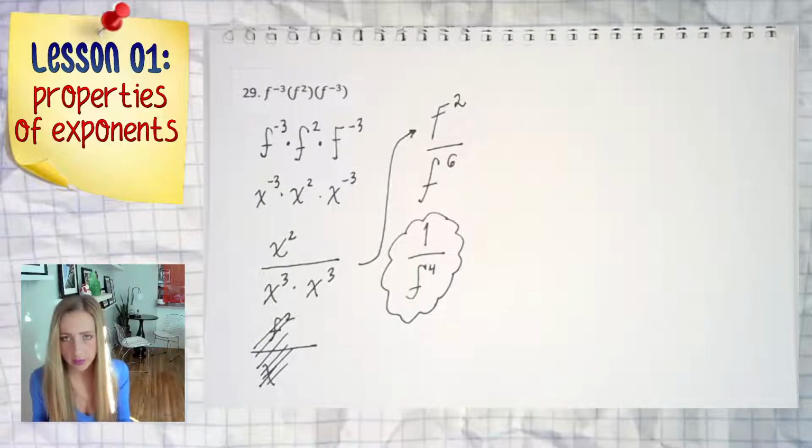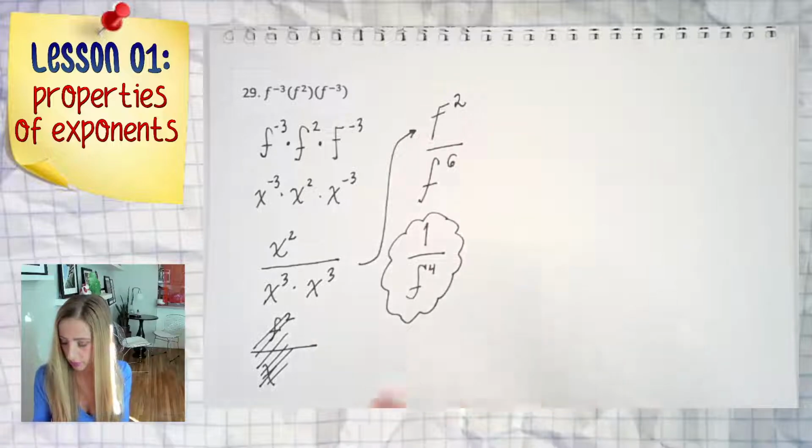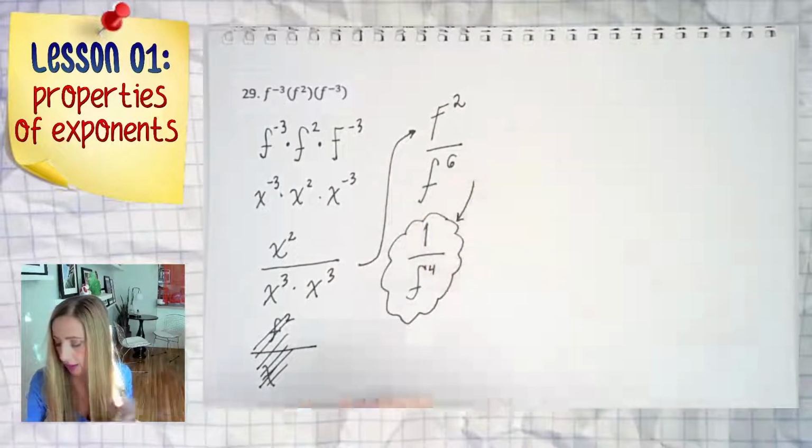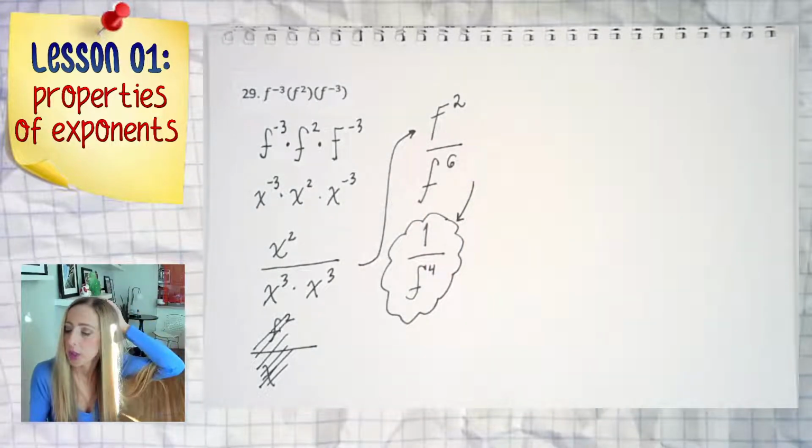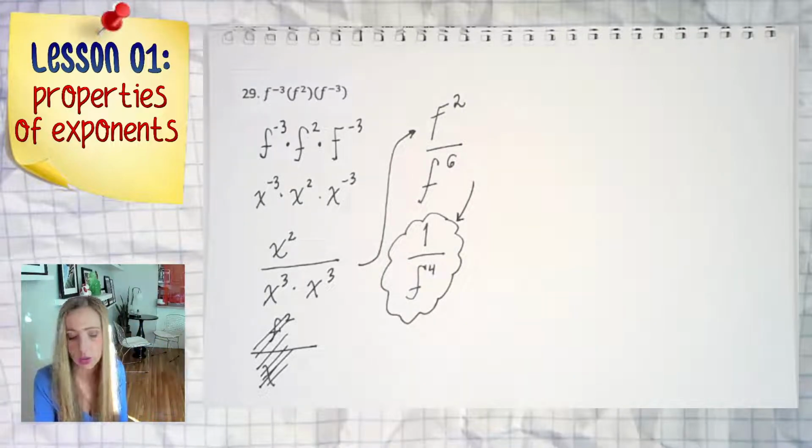Whereas, when you have it simplified and you're trying to evaluate it or present it in a different situation, you would rather leave it f to the negative 4. So you need to be able to just go back and forth without any hesitation. You need to be fluent and fluid with it.